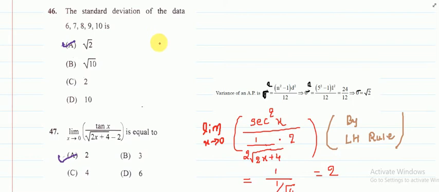The standard deviation of the data 6, 7, 8, 9, 10. Clearly we can observe this data is in AP. We have a formula for the variance of an AP. Variance of an AP, sigma square, is equal to (n square minus 1) into d square divided by 12, where n means the number of terms and d means the common difference. Here, how many terms are there? 5 terms are there and d is equal to 1. Therefore, variance is 24 divided by 12 is equal to 2. Therefore, standard deviation is root 2. Hence, it is option A.